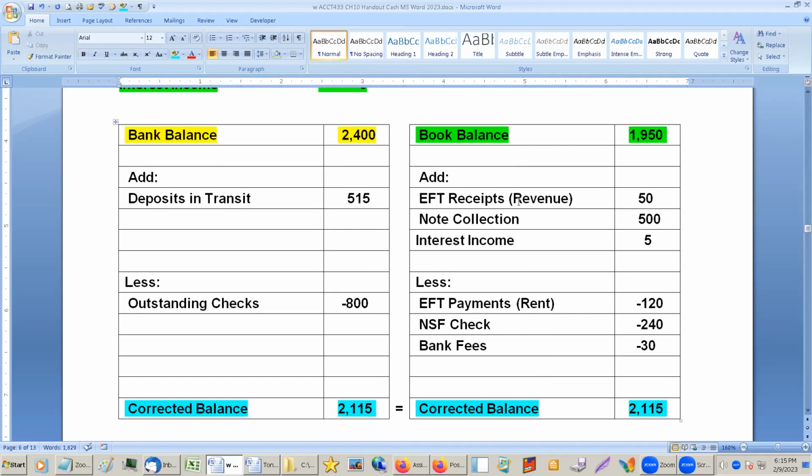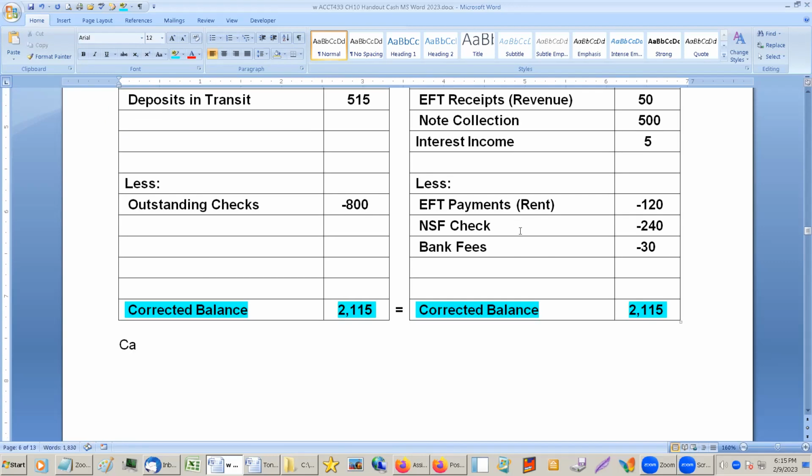So for instance, this EFT receipt for revenue of $50 would be cash 50 and revenues 50. Note collection would be cash 500. And notice that the notes receivable would be misstated too.